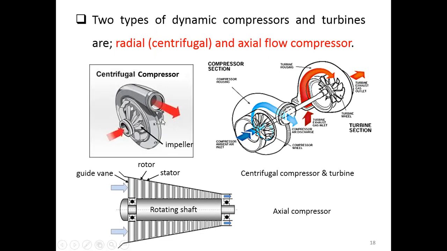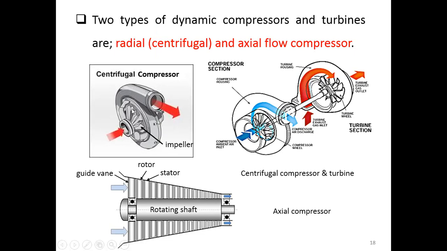Okay. So this picture shows you the centrifugal compressor where we have the impeller. This impeller is the rotating element. And here is the diffuser where there is no rotating element. So the pressure is first built up in here.